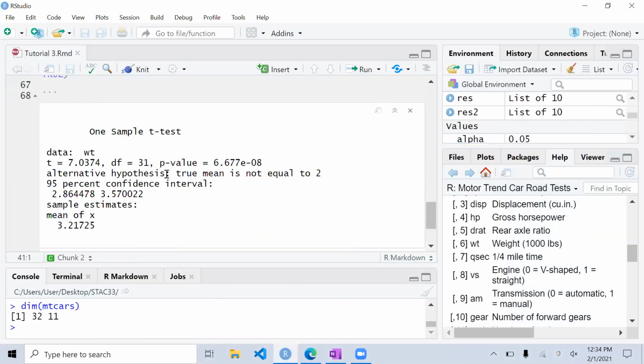And the p-value is given to you as this. Your p-value is, of course, less than 0.05, which you take to be the standard for rejecting the null hypothesis. So in this context, we suppose that our true mean for weight is far from 2. This is not an accident, because we know the true mean is 3.21725, as we see here, and we also ran the computation a bit earlier above. So it's not an accident that we get this.